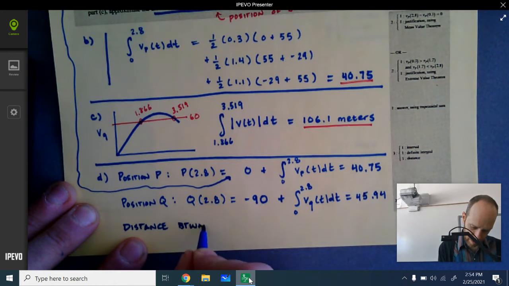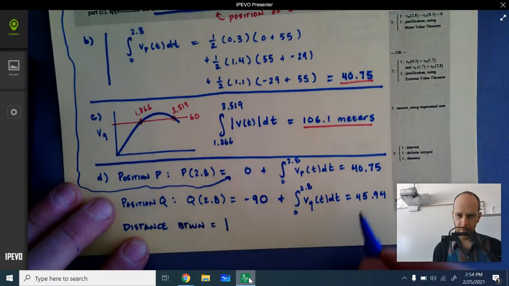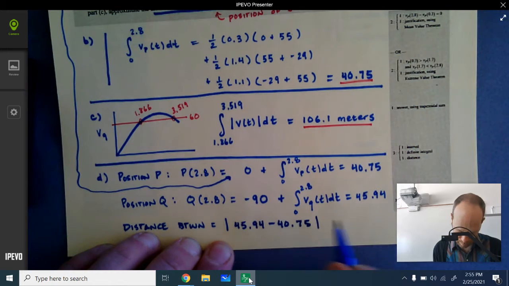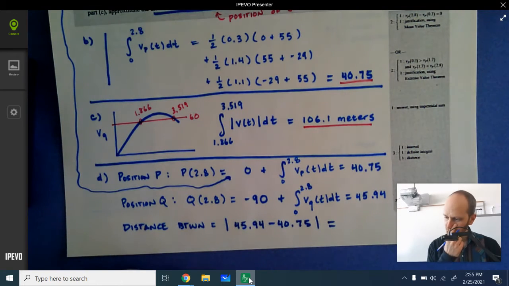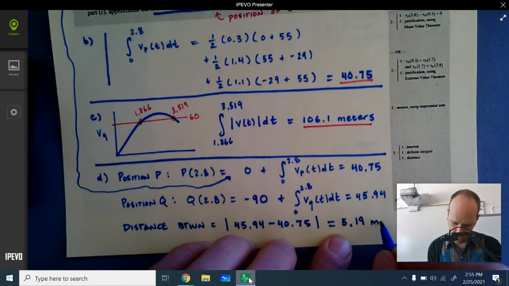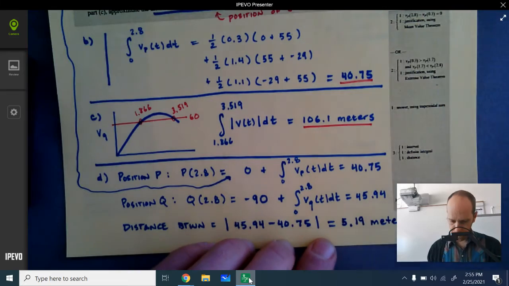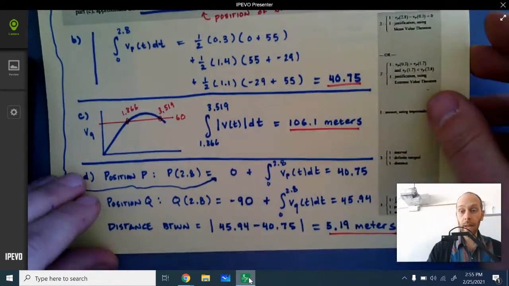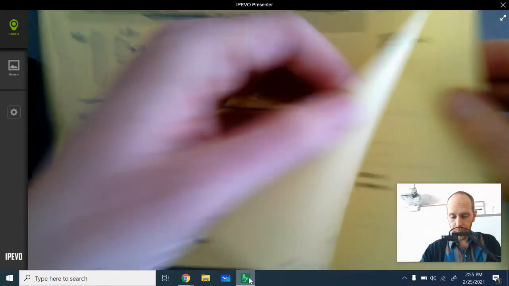Therefore, the distance between is the absolute value of subtracting these two numbers. Okay, and that's going to give us, what is that? 5.19 meters. And we're done with problem number 1. Let's go on to problem number 2.